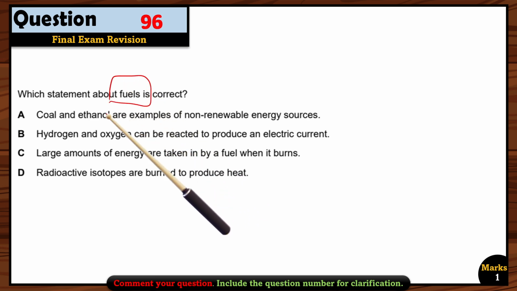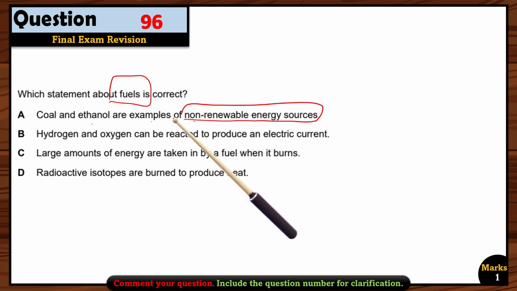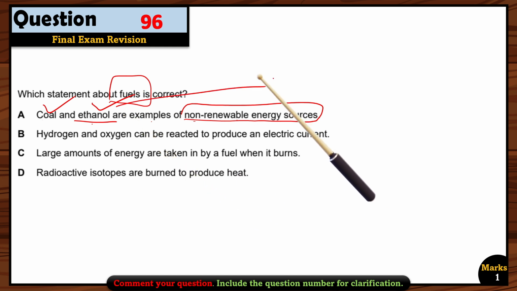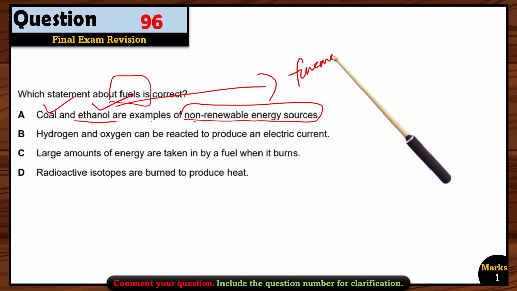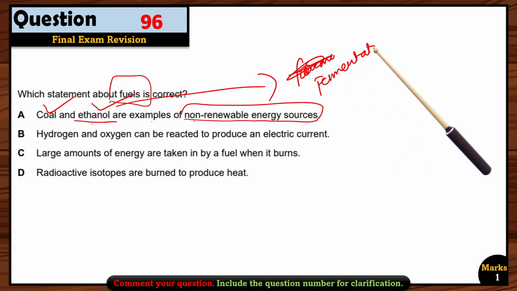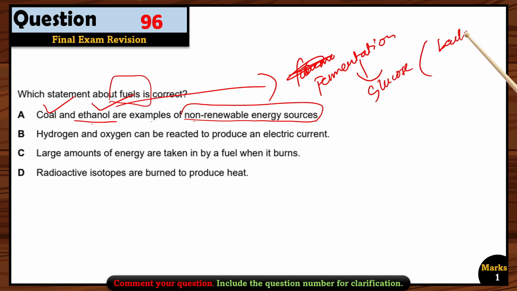Now it's only about the fuels. Coal and ethanol are examples of non-renewable energy resources. Non-renewable energy resources means once you utilize them, you cannot get them back. For coal that is right, but for ethanol it's not right, because we can also get ethanol from the process of fermentation. If you remember the process of fermentation, from fermentation you use glucose, and glucose will come from where? You can use any source. It can be barley, it can be wheat, or it can be sugar cane. And these crops are all renewable, right? So that's why this option is not right.